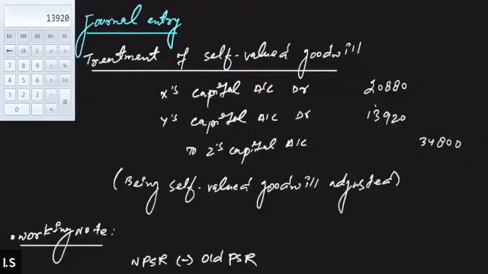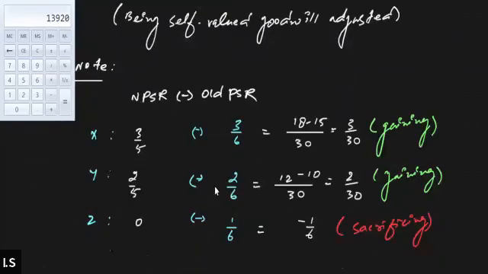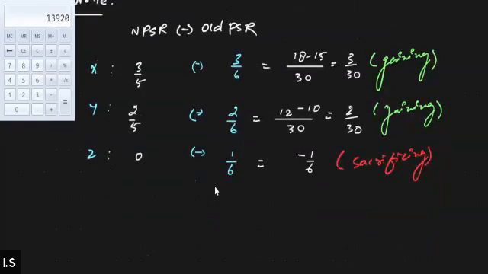See guys, this is the solution of the question. We need to pass the journal entry for the treatment of the self-valued goodwill. The journal entry will be based on NPSR, the new profit sharing ratio, minus the old profit sharing ratio. You can see the calculation. If anyone has any doubt, please let me know. Otherwise, we'll move to the next part.